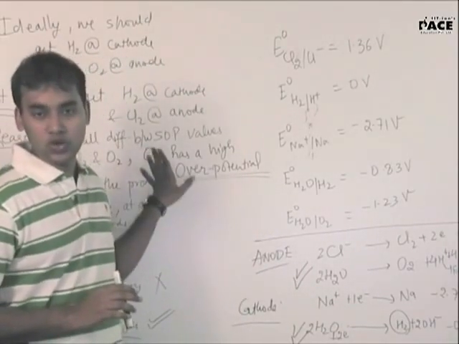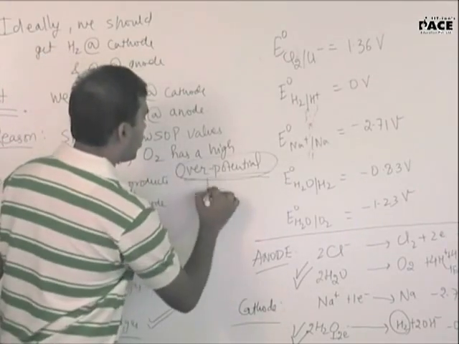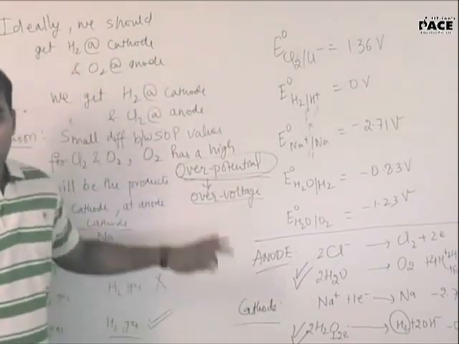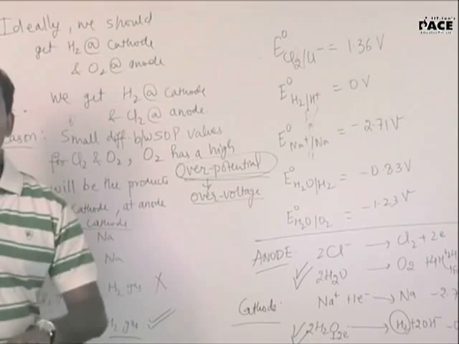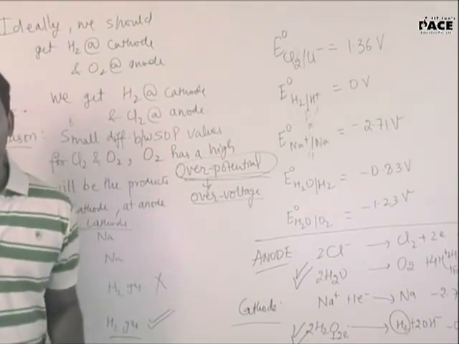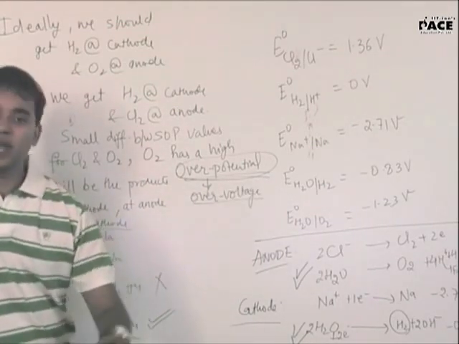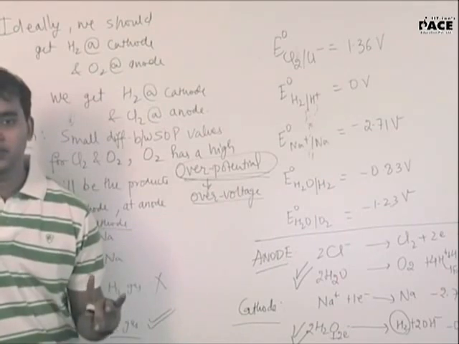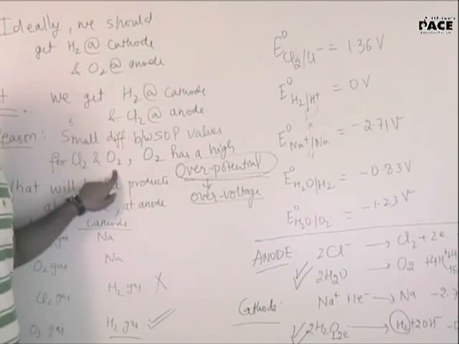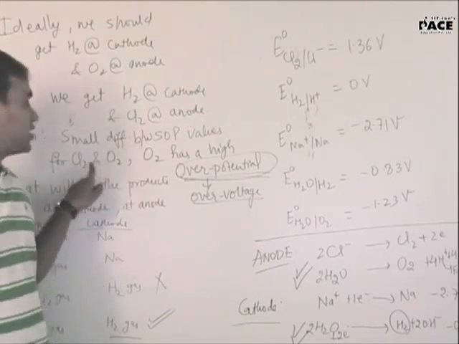Thermodynamics is telling me that O2 should be evolved, but whenever you have overpotential, also known as overvoltage, it implies you have to apply a voltage greater than the E0 values which are actually calculated. You're getting my point? If the E0 value we calculate comes out to be say 1, I have to apply more than 1. Or I can say that the reaction is thermodynamically fine, but in terms of speed, this reaction is going to be slower than this reaction.